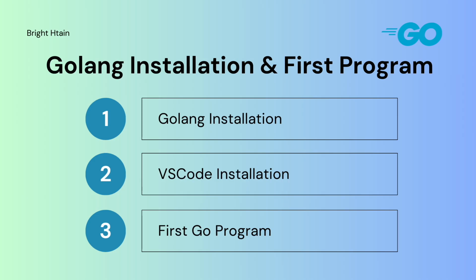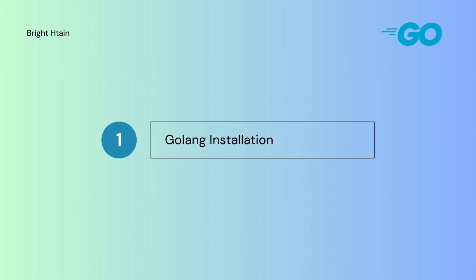So first of all, we will install Golang and then we will install a text editor to write our first program. In our video, we will use VS Code, Visual Studio Code. Finally, we will install some extensions and write our first Go program. So let's install Golang first.